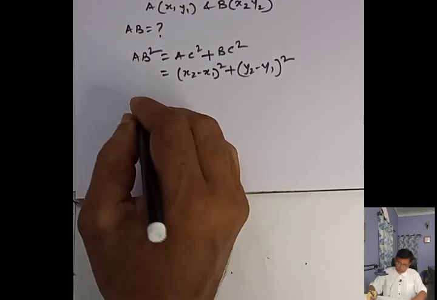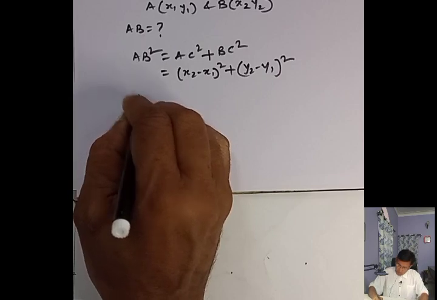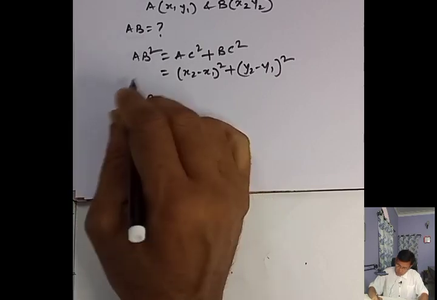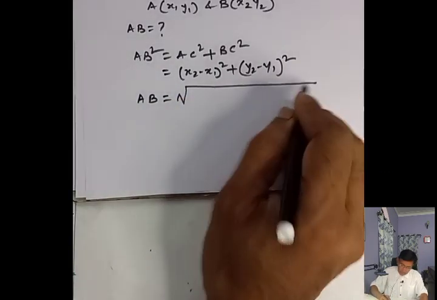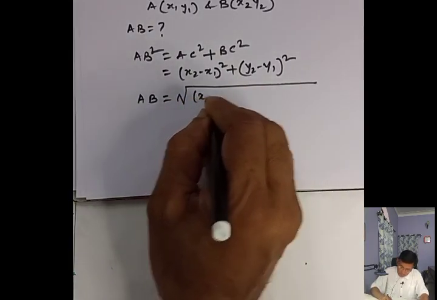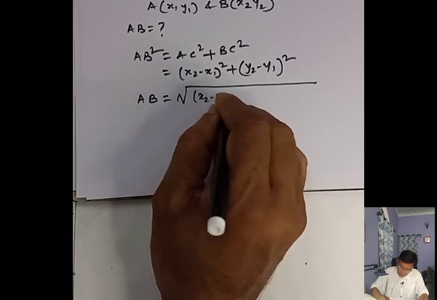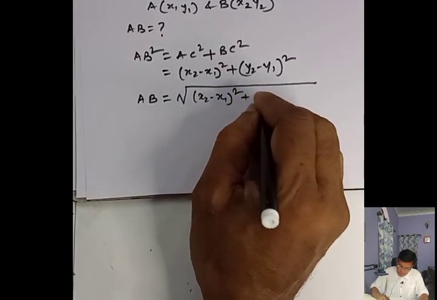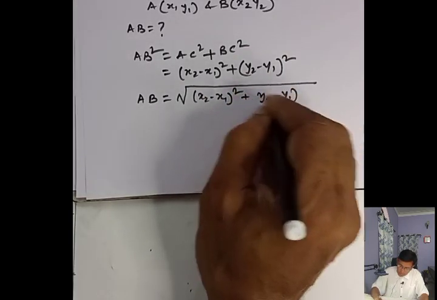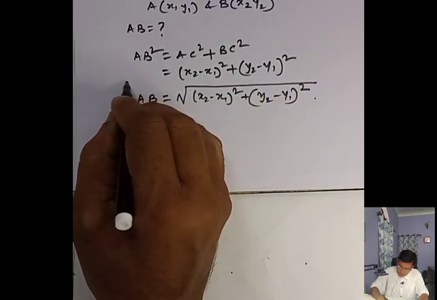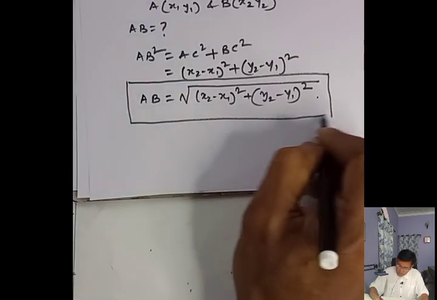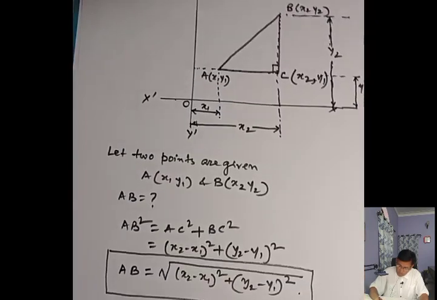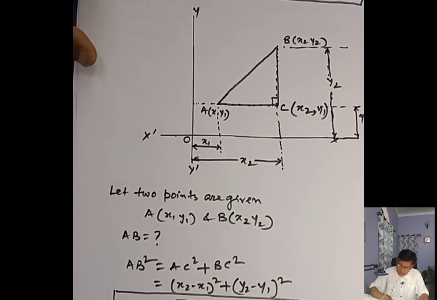Then what will be AB? AB is equal to the square root on both sides, root over (x2 minus x1) square plus (y2 minus y1) square. This is the distance formula in coordinate geometry. Now applying this distance formula, let us solve some sums.